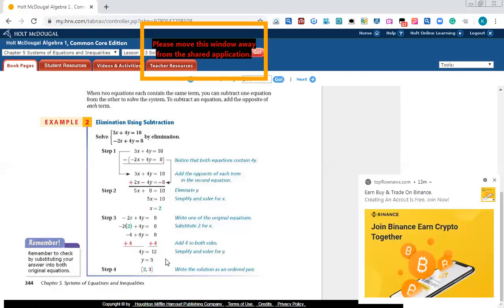Okay, so if you have in both equations the same value and the same sign, you have to subtract the equations. If you have the same value but opposite sign, you have to add. Okay?